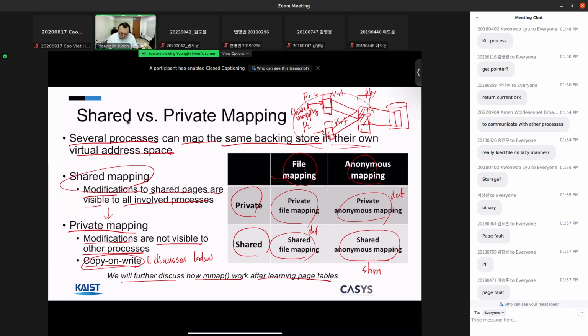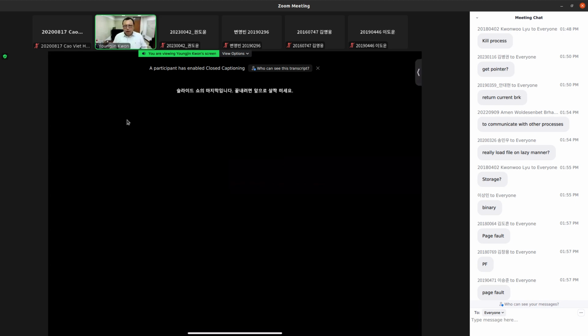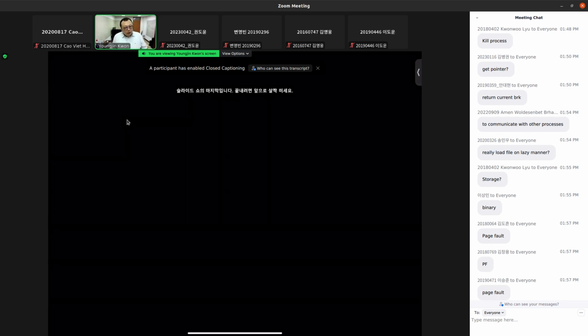Private file mapping is not popular, but it is used for some cases, such as the code section, but let's not talk about the meaning of private file mapping. So that's private anonymous and shared file mapping, which is common, and shared anonymous mapping, which is called shared memory, SHM. Data semantics of mapping. That's all for the memory allocator.